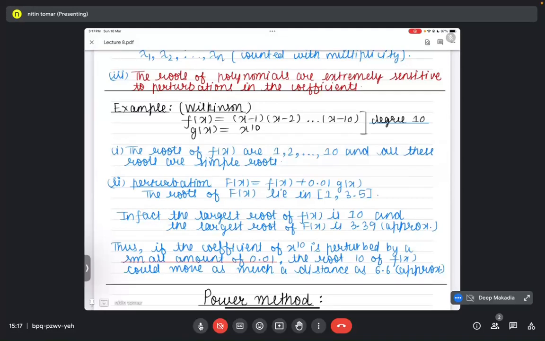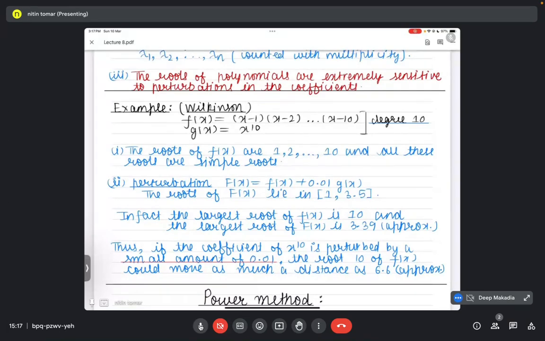In fact, the largest root of f(x), as we know, is 10, whereas the largest root of this perturbed polynomial is approximately 3.39. See, and what does it show?